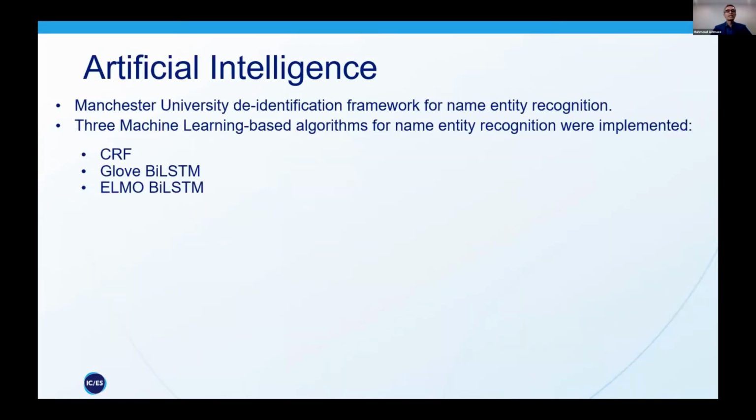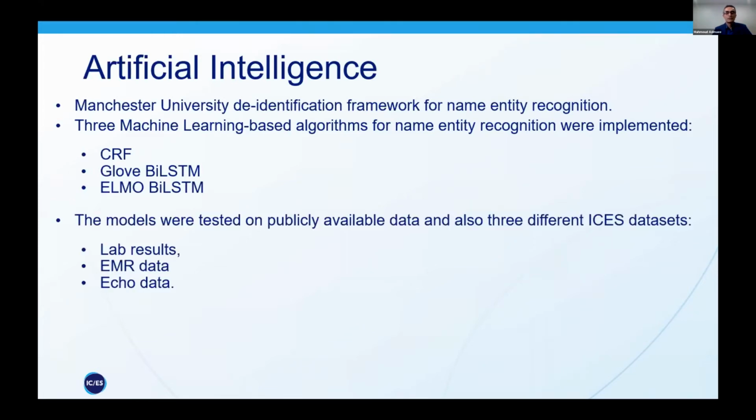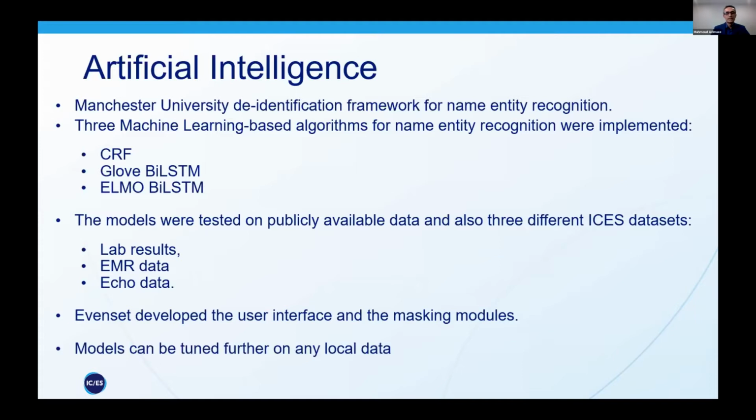We knew that Manchester University had a de-identification framework for named entity recognition, so we used that framework. We also developed 3 machine learning based algorithms for named entity recognition: CRF, GloVe, and ELMo. These models were tested on publicly available data, as well as on 3 different ICES databases: Lab, EMR, and ECHO. The Eventus company developed the user interface and masking modules, and those modules can be tuned further on any local data, of course. But what we created as a basic package was the ones that were trained on publicly available data.